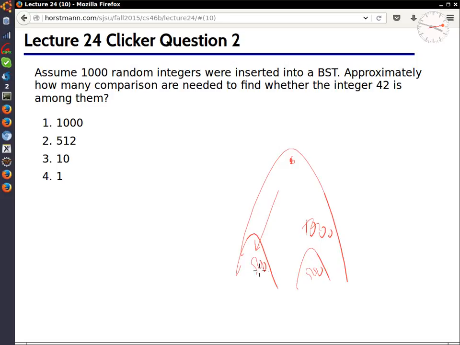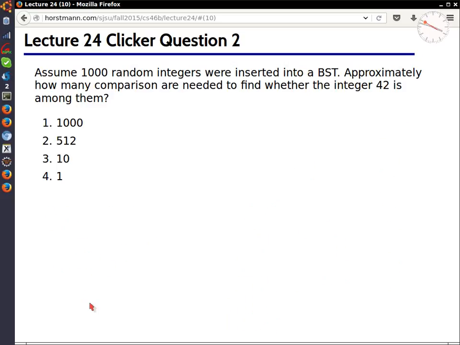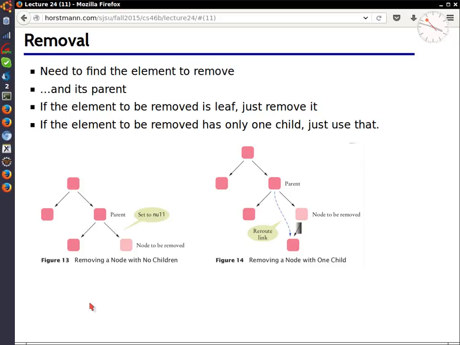So that's one comparison. Then over here, now it's going to break into two trees of about size 250. And one of the two will be there. And then that gets broken down into 125, 63, 32, 16, 4, 2, and so on. So each time, it gets cut in half. And so totally, it's log 2 of 1,000, which is about the same as log 2 of 1,024, and that's 10. So there's about 10 comparisons that you need to make. And that's pretty good.